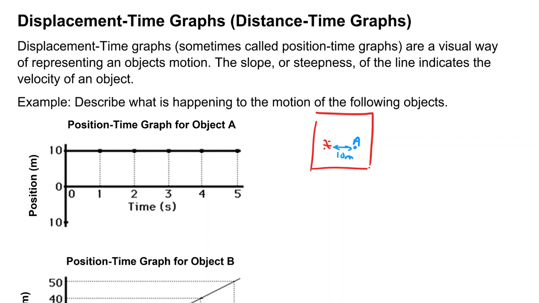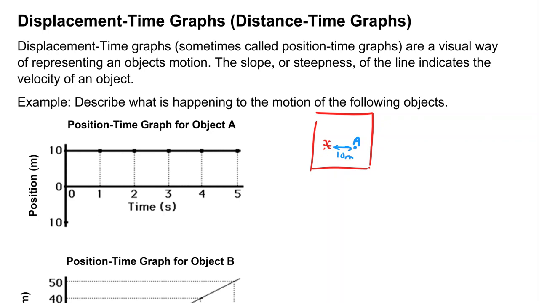What we want to do is follow its position over time. It's 10 meters at 0 seconds, 10 meters at 1 second, 10 meters at 2 seconds, 10 meters at 3 seconds, and 10 meters at 4 seconds. It looks like it's staying at 10 meters the entire time. So, describe what's happening to the motion: it doesn't look like it's moving at all.